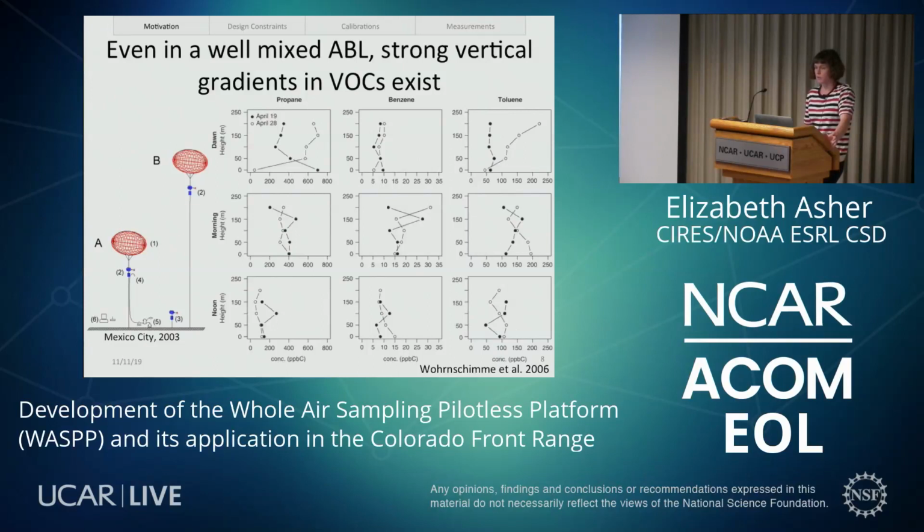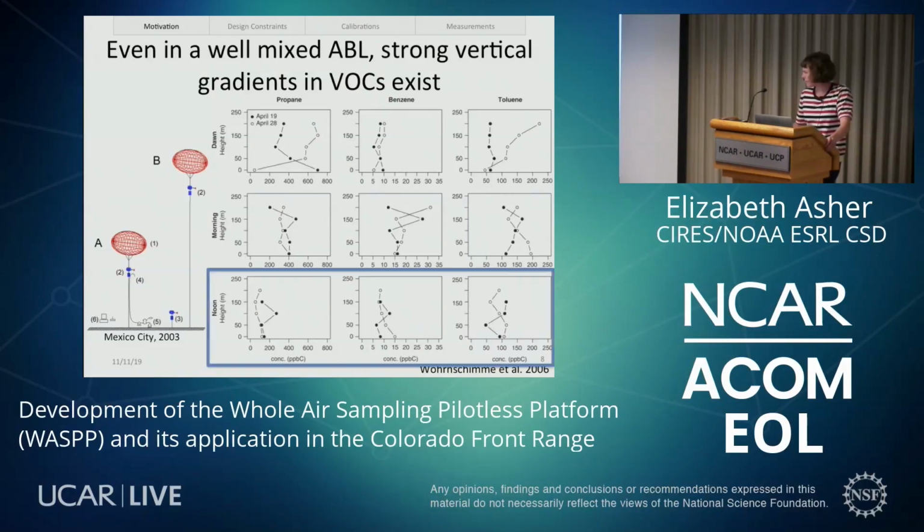And yet, even in a well-mixed atmospheric boundary layer, we can observe strong vertical gradients in VOCs, or volatile organic compounds. So there was a study done in the early 2000s in Mexico City that used tethered balloons at various altitudes to measure, essentially, VOCs and other trace gas species in the atmosphere. And this figure in particular is looking at several VOCs, propane, benzene, toluene, and at different times of day. So we're looking at dawn in the top row, mid-morning, I think, in the middle row, and noon in the last row. Along the x-axis is the concentration or mixing ratio of these species, and on the y-axis is altitude for all of these compounds. And essentially what we see is that even at noon when we expect a well-mixed atmospheric boundary layer, we see strong spatial gradients in these compounds and spatial variability in the vertical dimension.